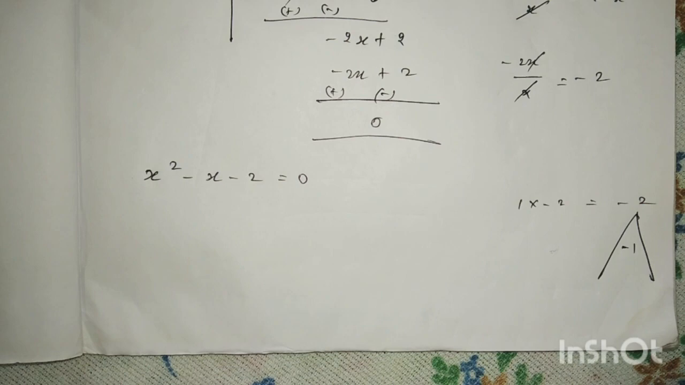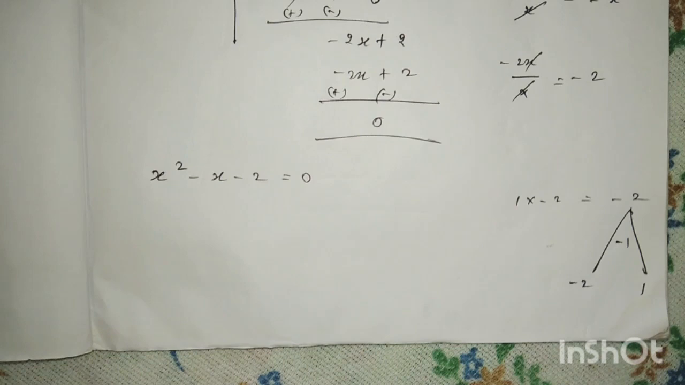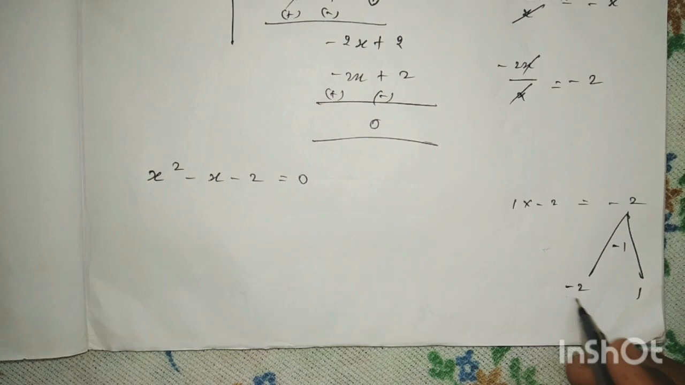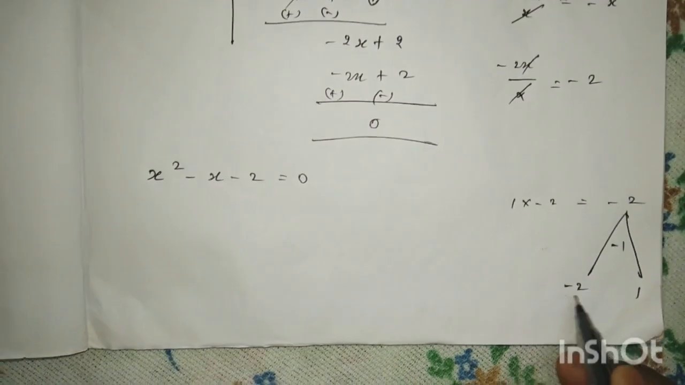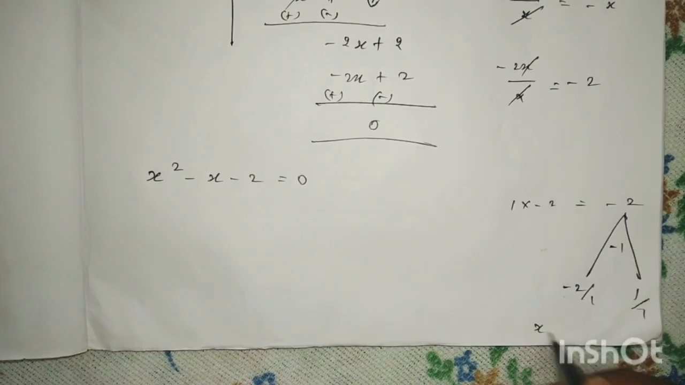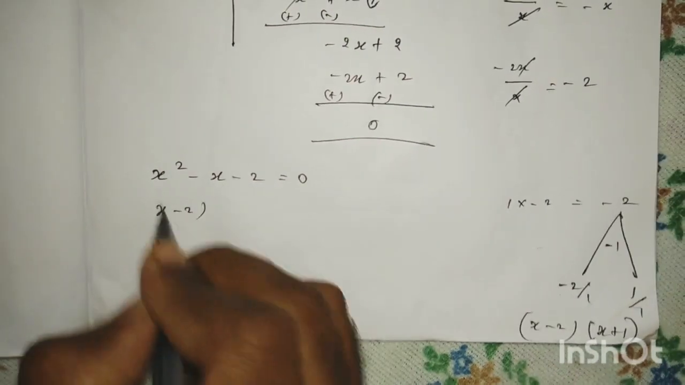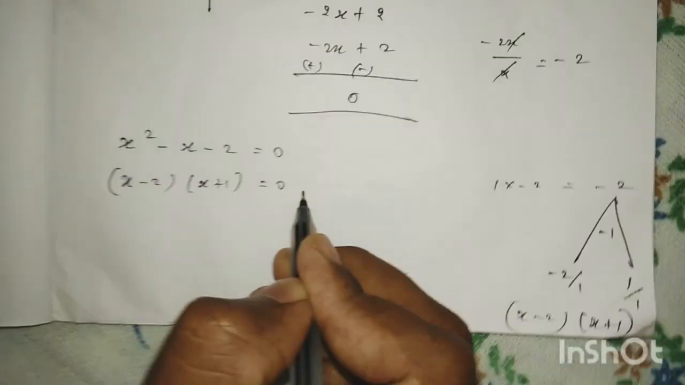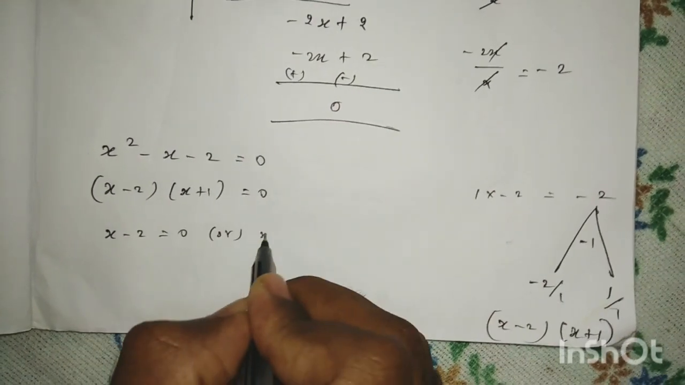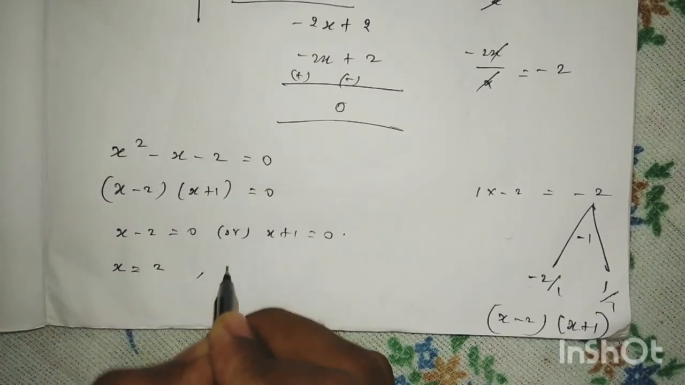When we multiply the two numbers it becomes minus 2, and when we add the two numbers it becomes minus 1. That is minus 2 and 1. Right? So these are the two numbers. Then it is divided by the coefficient of x square, that is 1. When you divide by 1, the values stay the same. After finding the numbers, you convert them into the factors, that is x minus 2, x plus 1, which is equal to 0. Then x minus 2 equal to 0 or x plus 1 equal to 0, so x is equal to 2, x is equal to minus 1.